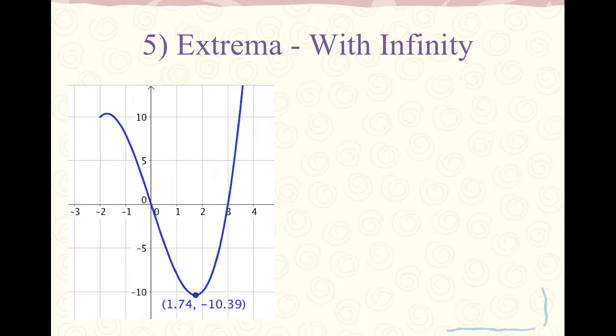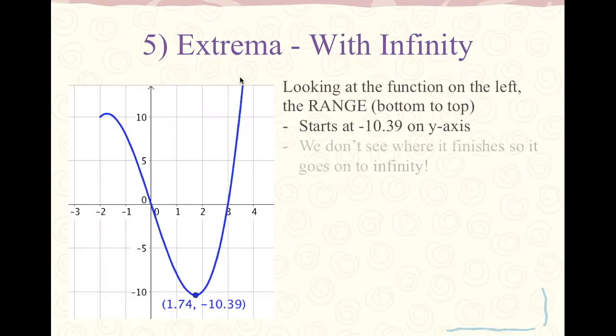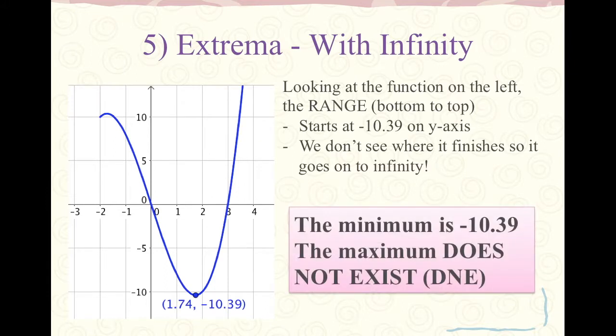But when we do have infinity, we're looking from bottom to top if we look at our range. So it starts at negative 10.39 on the y-axis. So it starts down here, right, because we're going from this to this. We don't see where it finishes. Okay, so it goes on to infinity. So we know that the min is at negative 10.39, but because it goes to infinity, the max does not exist. DNE, none, nothing. Okay, do not say that the maximum is infinity. I will mark you as incorrect.